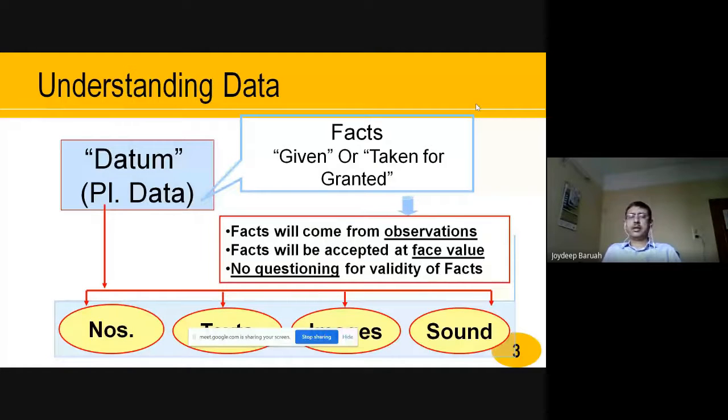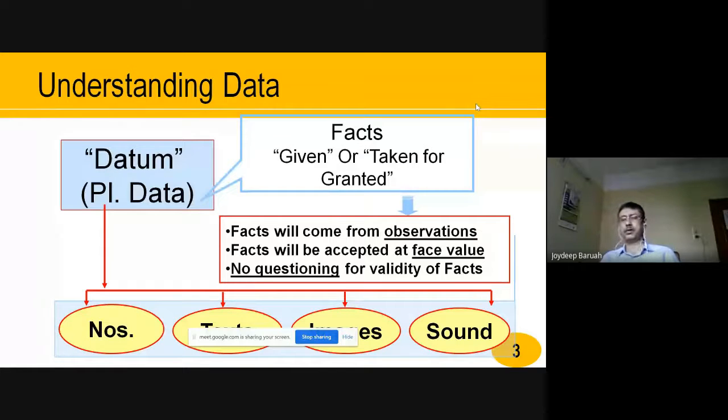So if we apply our sensory perceptions, you can get different forms of data. It can be number, text, images, sound, and so on. All these constitute data. Accordingly, your methods will be different. If you want to get images, then getting images is going to be a different method than asking questions to the households.